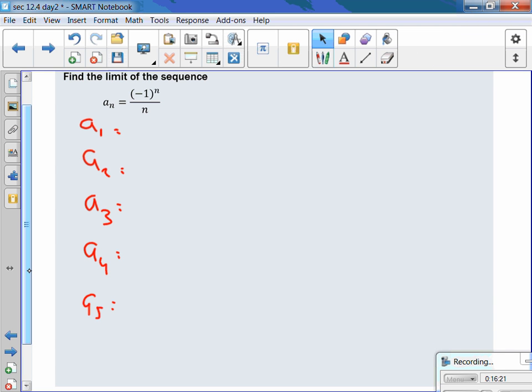See if that gives you any inspiration. Perhaps you can graph it. So my A1 would be what? Negative 1 over 1, so negative 1. My A2? Negative 1 squared over 2. Negative 1/3. 1/4.